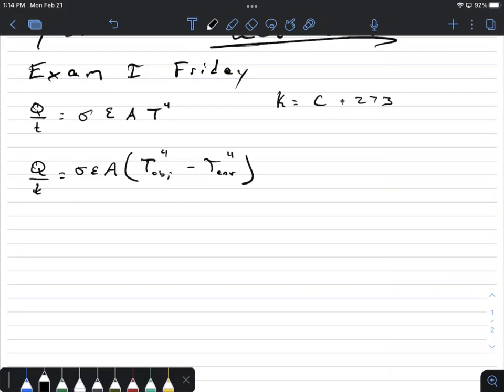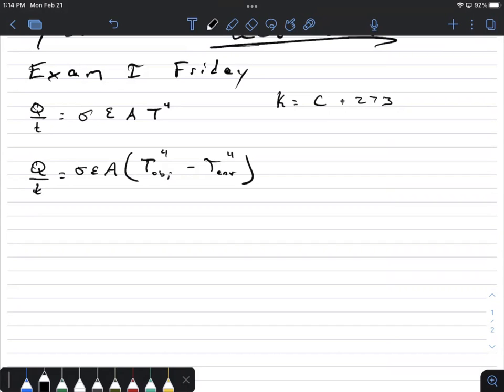Versus if you look back at the examples we did last time, we basically had, what's the power radiated by a star of this temperature and this size? And I don't say anything about the temperature of its environment.